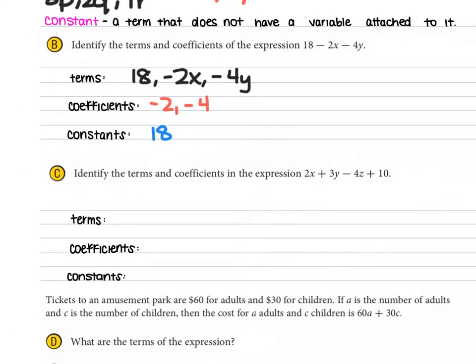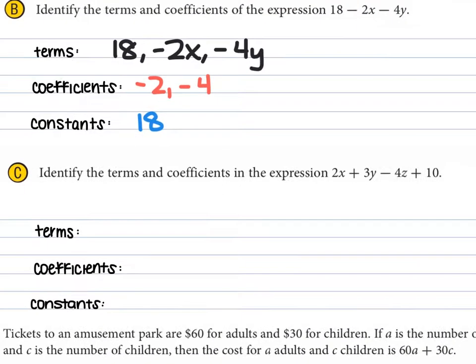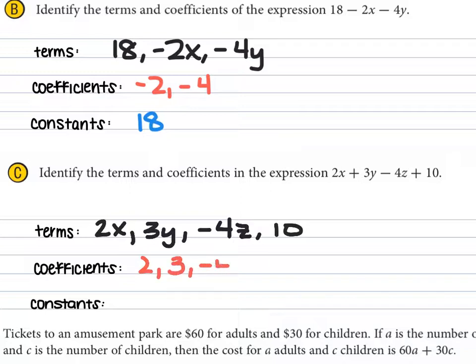If we look at example C, we have 2x plus 3y minus 4z plus 10. So those terms are the 2x, the 3y, the negative 4z, and the 10. Your coefficients are the numbers in the front of the letters with their sign in front. So it's a 2, a 3, and a negative 4. Your constants are just the number without the letter. So that's the only one there is 10.